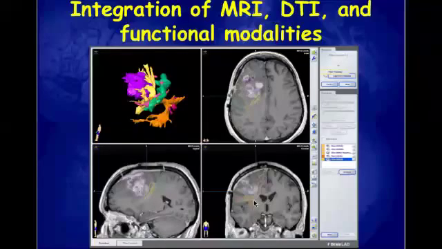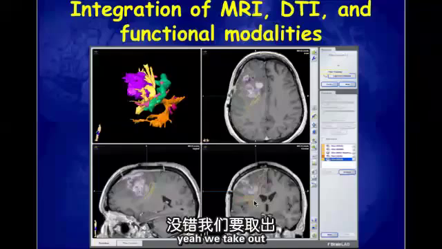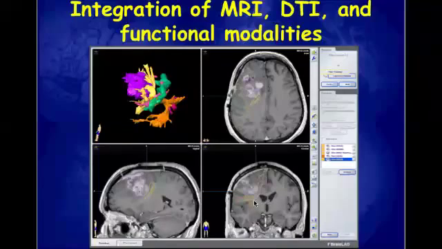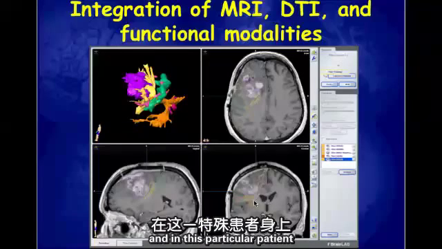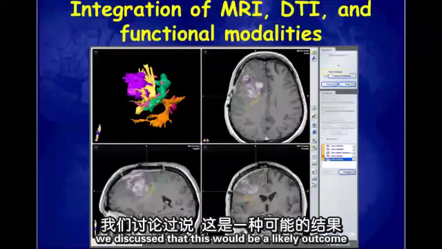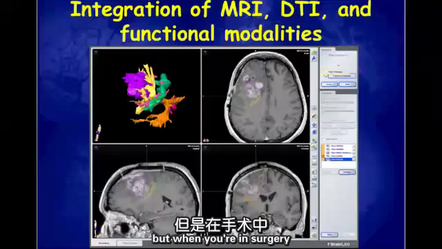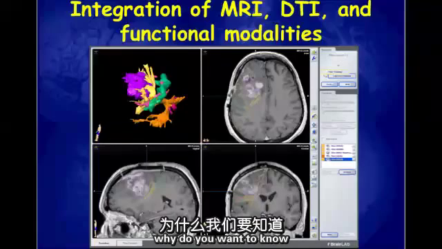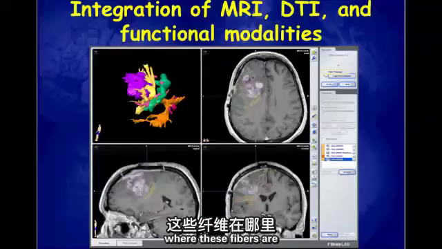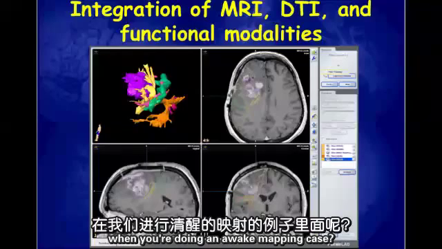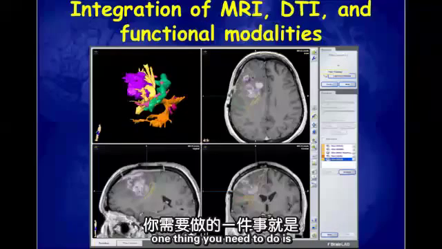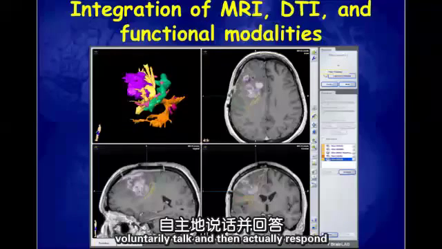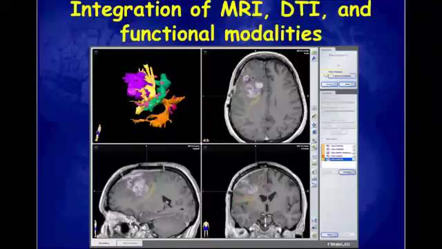Well, I told you, we take out supplementary motor area quite often. You get some transient deficits post-op, but they're not usually permanent. And in this particular patient, we discussed that this would be a likely outcome. But when you're in surgery, why do you want to know where these fibers are when you're doing an awake mapping case? So when you're doing an awake mapping case, one thing you need to do is to have the patient talk, voluntarily talk, and then actually respond and answer questions.